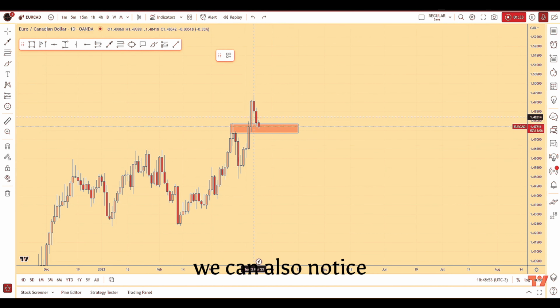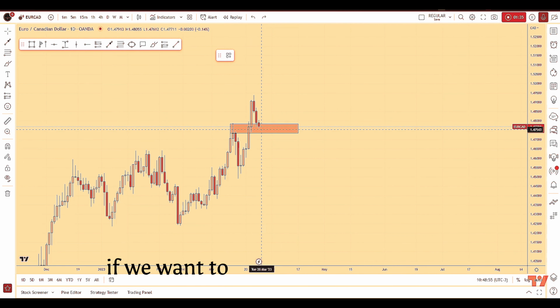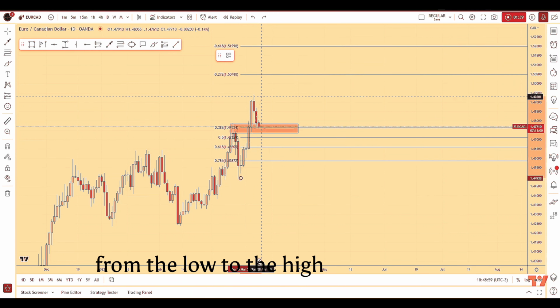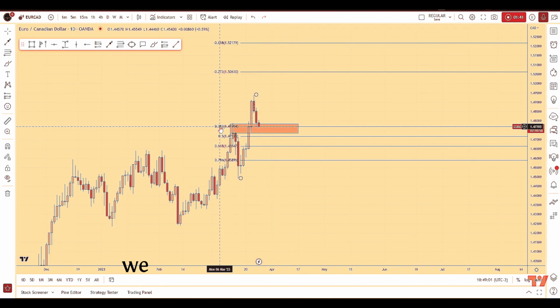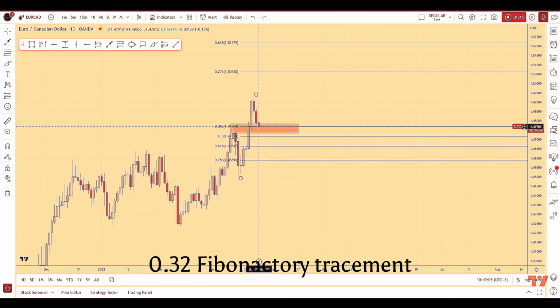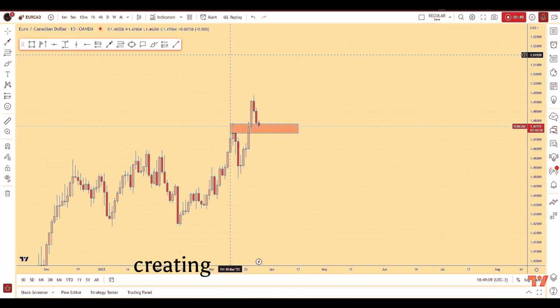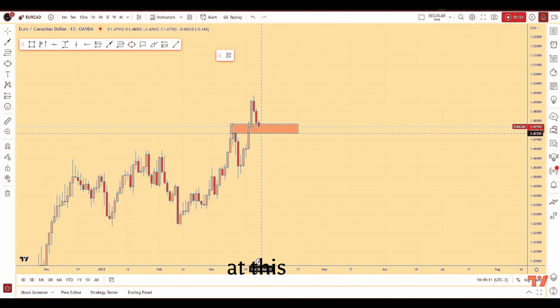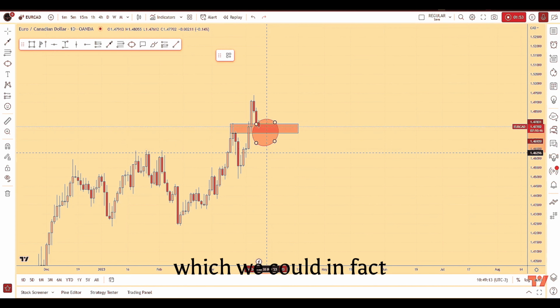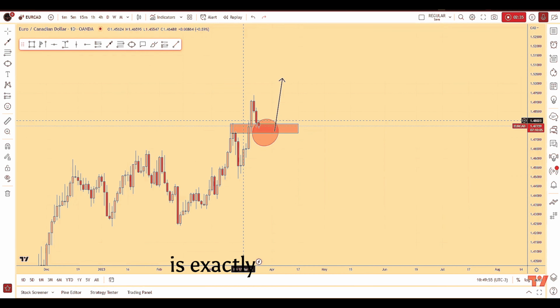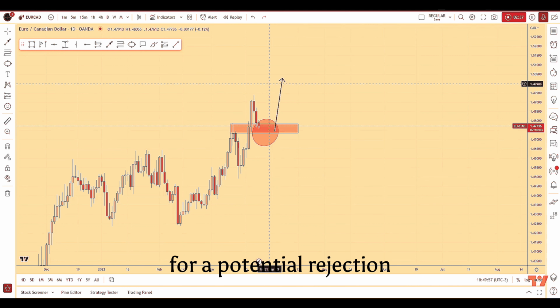We can also notice that since we have an impulse, if we want to measure the correction, we have to take our Fibonacci from the low to the high of the impulse. And if we do that, we can see how we have a perfect 0.32 Fibonacci retracement lining up exactly with the previous resistance turn support, creating confluence of support at this level, which is exactly what we need for a potential rejection to the upside.